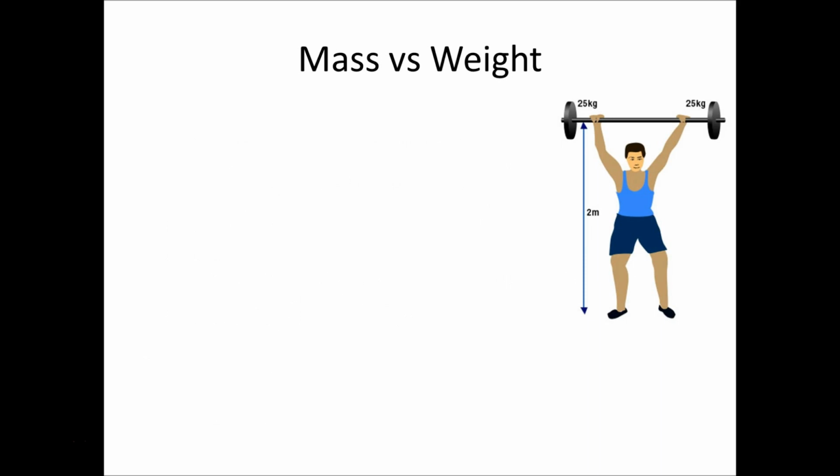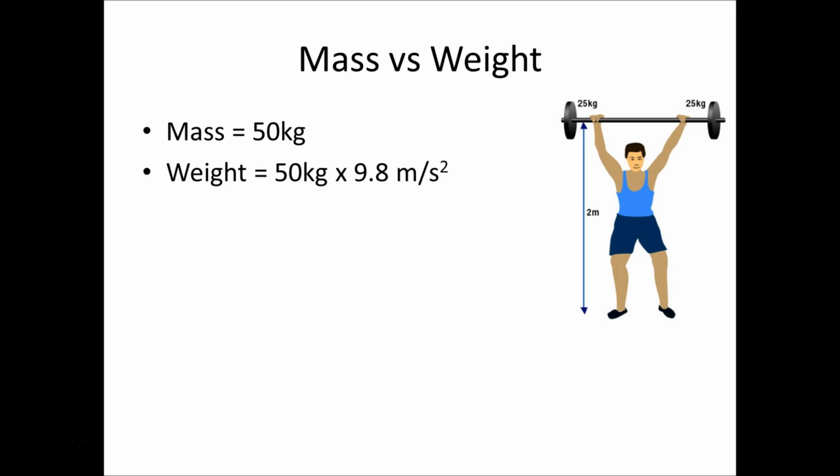For example, let's say you're going to lift a 50 kilogram object. That would be the mass of that object. If we wanted to calculate the weight, we're simply going to multiply by little g, which is 9.8. That's going to give us a weight of 490 newtons. So we'd say the mass is 50 kilograms and the weight is 490 newtons.